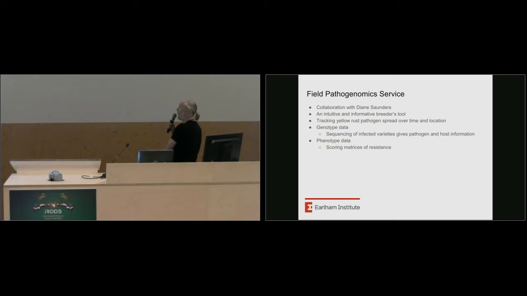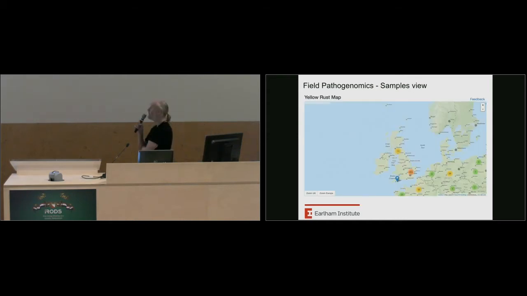Another one of our services is a field pathogenomics service, and this is a collaboration with an academic on site called Diane Saunders, and it's primarily for breeders. What they've done is they've taken samples across the world of different pathogens, so different diseases in wheat, and they've taken the location where they found them, the time when they found them, and they've checked them for what genetic traits they have, and so forth. So we've turned that into a map-based tool.